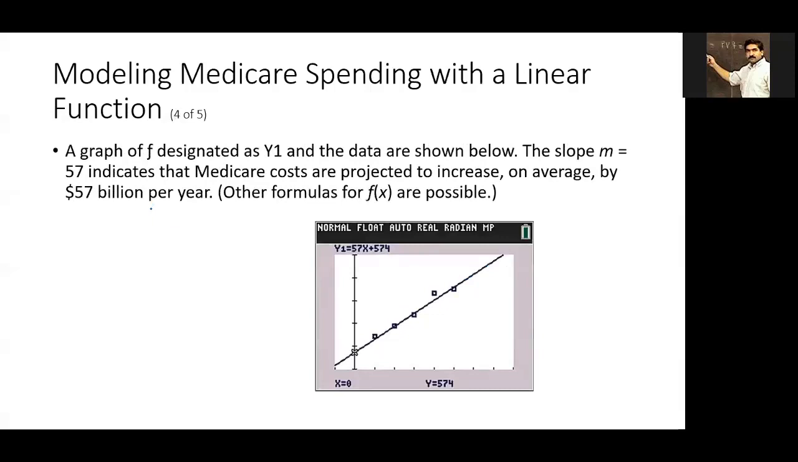Graph of f, reassigned as y1, and the data are shown below. So m equal to 57 indicates the Medicare costs are projected to increase on average by 57 billion per year.